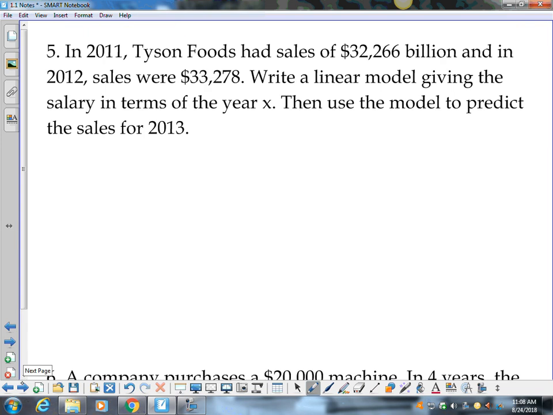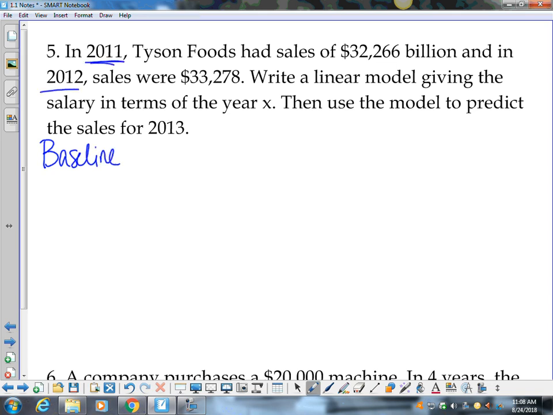Okay, this one's a great problem. It says in 2011, Tyson Food had sales of $1 billion. In 2012, those were the sales. Write a linear model. That's y equals mx plus b. Given the sales in terms of the year x, then use the model to predict the sales for 2013. Okay, this is where in class we talked about baseline. So I'm going to baseline.